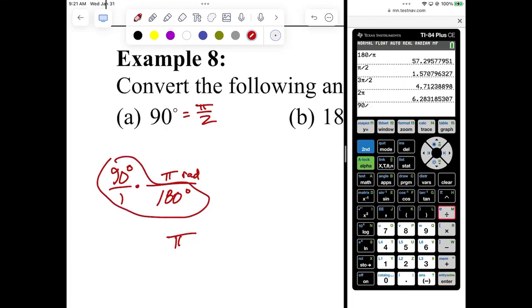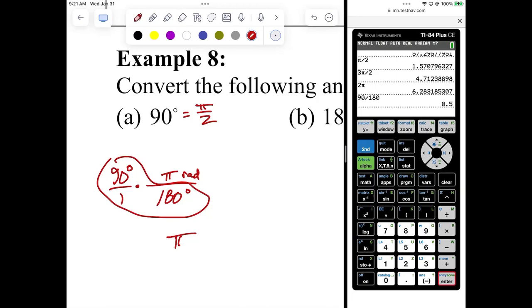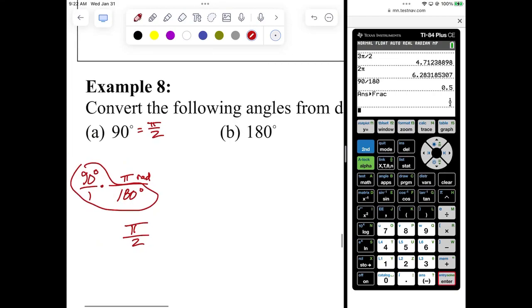So here's what we would do on our calculator if it wasn't so easy. We would just hit 90 divided by 180, and of course it gives us a decimal. We know that's 1/2, but how would you otherwise convert a decimal to a fraction on your calculator? Math, enter, enter. There's the math button. I hit it, and then you hit enter, enter, and boom, it's 1/2. So this becomes pi halves. 1/2 times pi is pi over 2. We knew that.